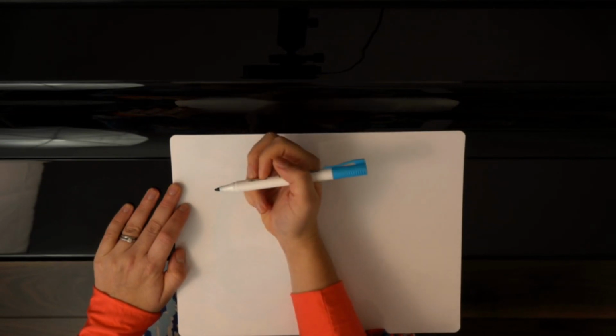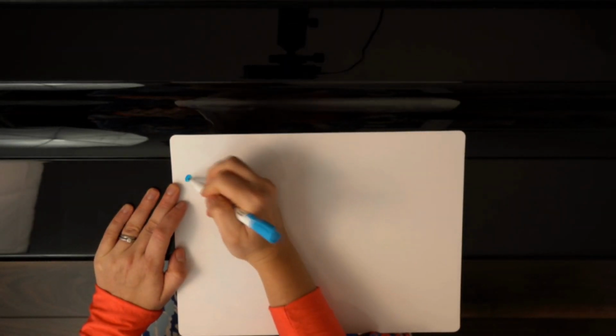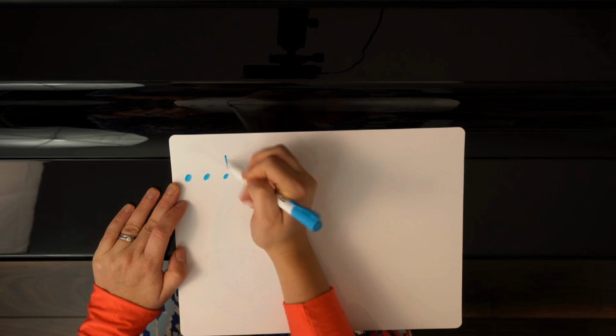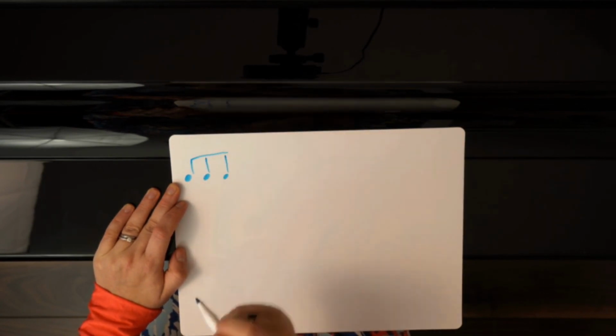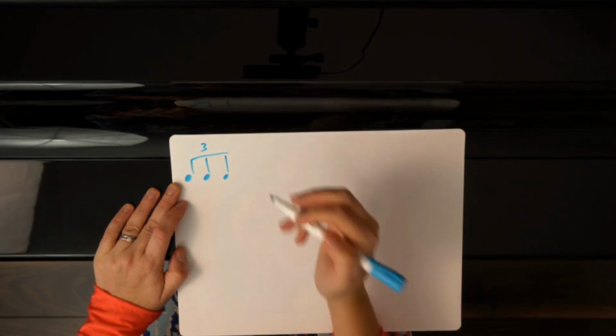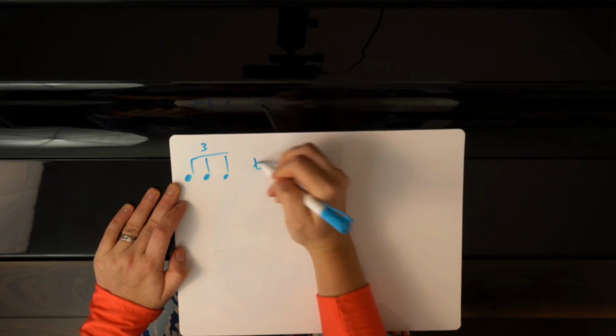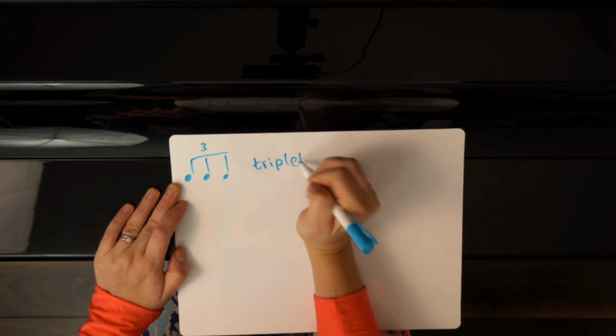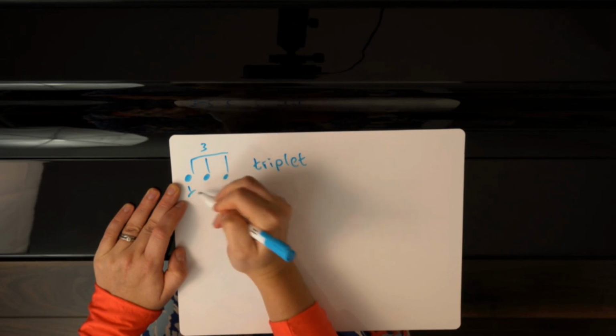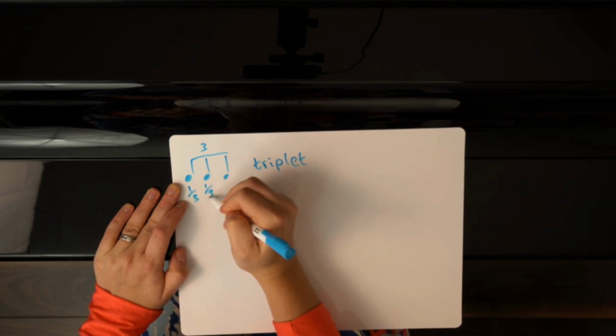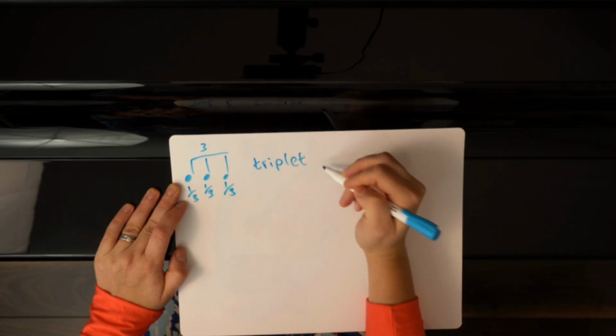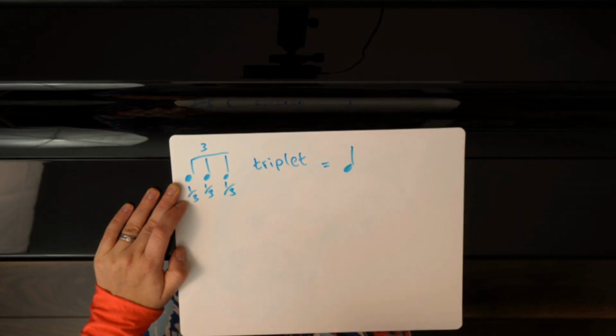Now, most of the time so far you will have been thinking about halves and quarters, but we can also split things into 3. So for example, a quaver, we have 3 of them together and we just put a little 3 up here. That's a quaver triplet. And instead of each of these being a half, they're each a third. Or you can think about it as all together, they're the same as a crotchet.